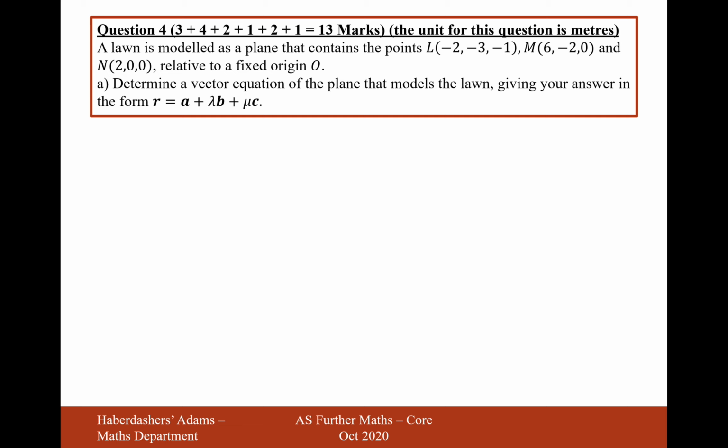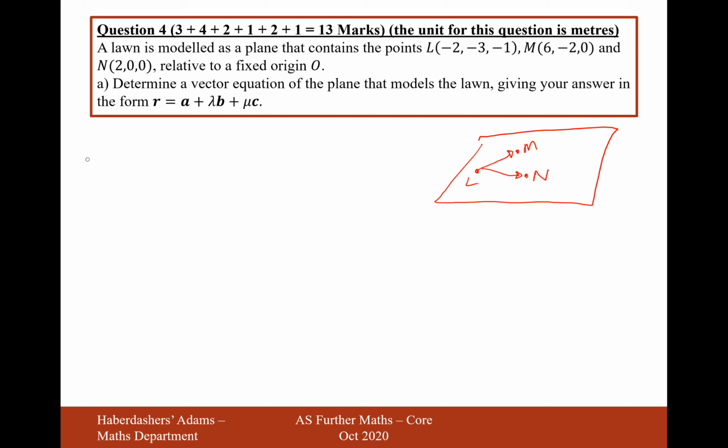A lawn is modelled as a plane that contains the points L, M and N relative to a fixed point O. Determine a vector equation of the plane that models the lawn, giving your answer in the form r equals a plus lambda b plus mu c. So effectively what we've got here is a plane with points L, M and N on it, and what we're looking for is to represent this plane using two vectors and a starting coordinate.